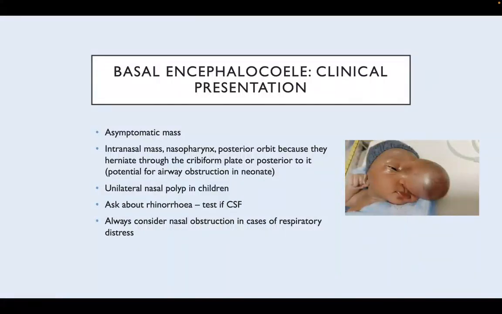You should always ask about rhinorrhea and test if it's CSF, and always consider nasal obstruction in cases of respiratory distress, especially in the neonate, with small structures and small airways. These patients may even need a tracheostomy in order to secure their airway before you intervene on anything else. This is a patient seen by the neurosurgeons at Red Cross, who just sent us the picture. They operated on the patient because it was an encephalocele and had quite a large intracranial connection. But this is just to show you the variability in how they can present.